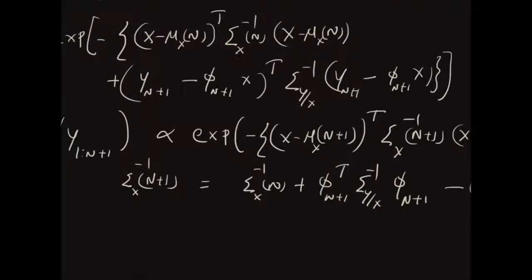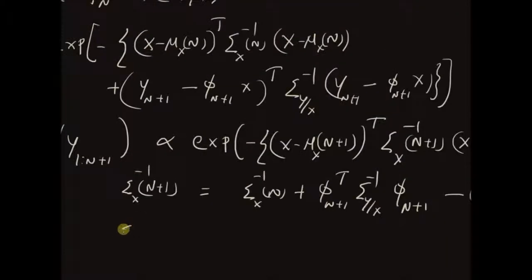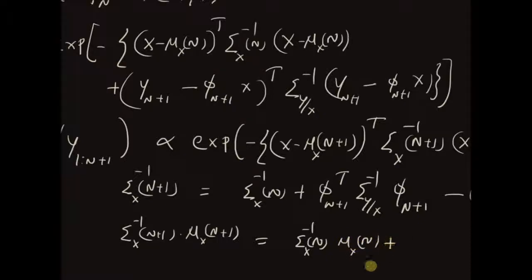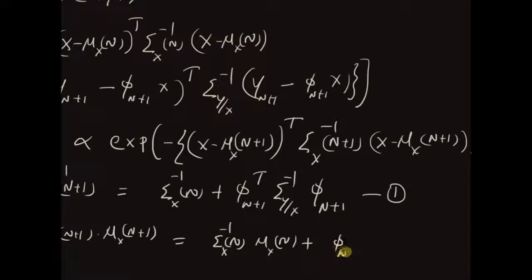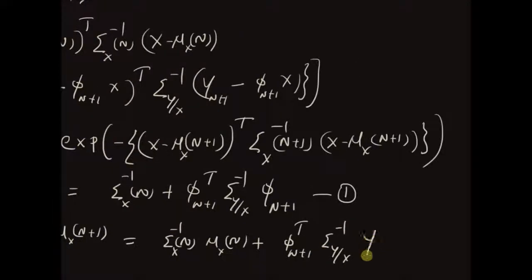Now by comparing the linear terms, we can see that the product sigma x of n plus 1 inverse multiplied by mu x of n plus 1 is equal to the inverse of the previous covariance matrix multiplied by the previous mean plus phi n plus 1 transpose multiplied by the inverse of the conditional covariance matrix of the measurements multiplied by the latest measurement.